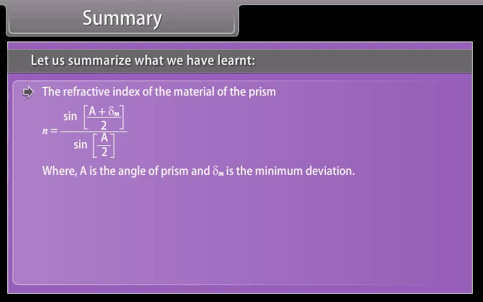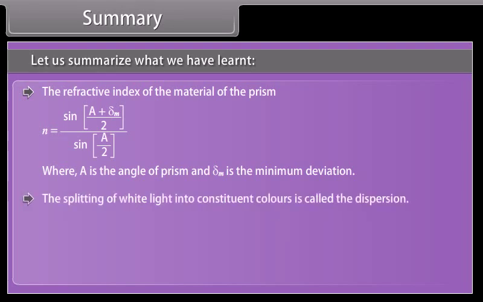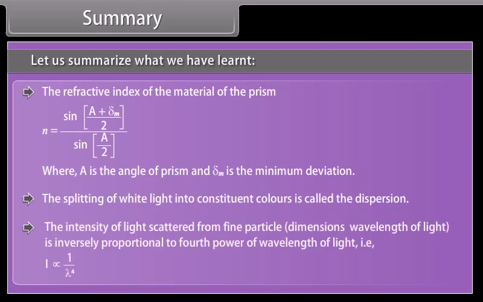The refractive index of the material of the prism, n is equal to sine of (A plus delta m) by 2 divided by sine of A by 2, where A is the angle of prism and delta m is the minimum deviation. The splitting of white light into constituent colors is called the dispersion. The intensity of light scattered from fine particles, dimensions smaller than wavelength of light, is inversely proportional to fourth power of wavelength of light, that is, I directly proportional to 1 upon lambda raised to the power 4.